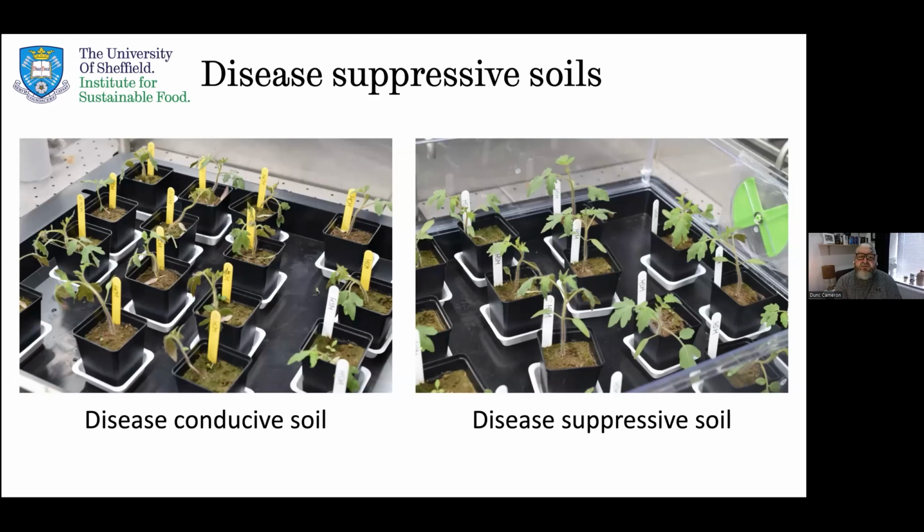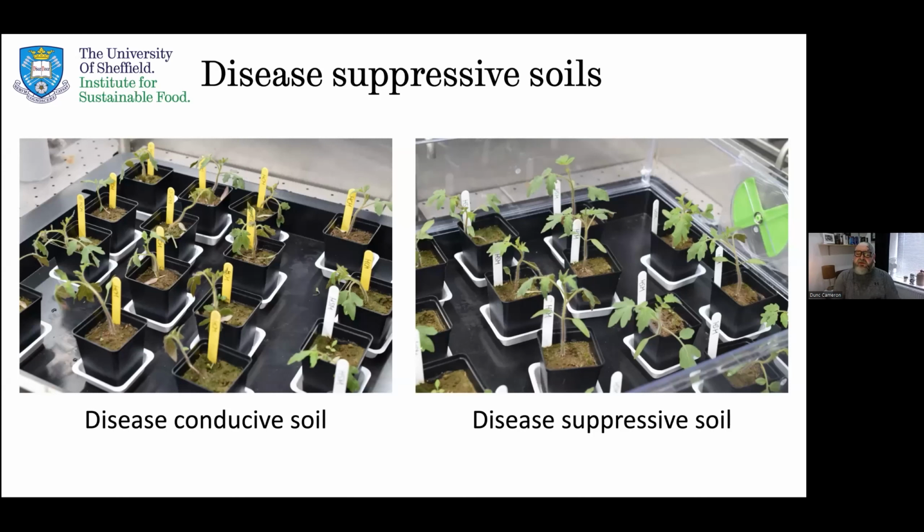This is tomato growing in either a disease conducive soil compared to one that's growing in a disease suppressive soil. Now these soils were collected from the same farm, from within half a kilometre of one another. The soil type is the same, the nutrients are the same, yet if you infect the plants with a foliar pathogen, as we've done to both of these sets of plants, you can see the plants that grow in a disease conducive soil have been obliterated by the pathogen, and that's in just 48 hours.